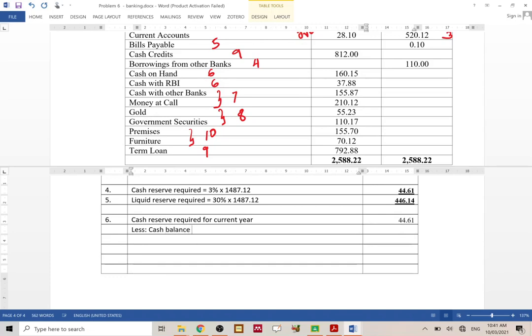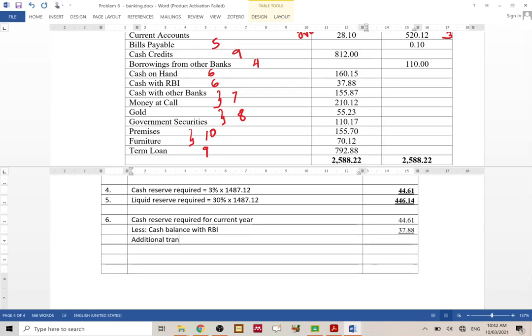So how much have you kept with RBI? Cash balance with RBI is 37.88. So 37.88. Done. Underline this, and what you get is the balance amount that still needs to be transferred to the cash reserve. All right, the whole logic is the actual requirement is 44.61 that is supposed to be put in the cash reserve, but so far you have only put the cash balance of 37.88 that is kept aside. So how much more additional do you need to transfer?